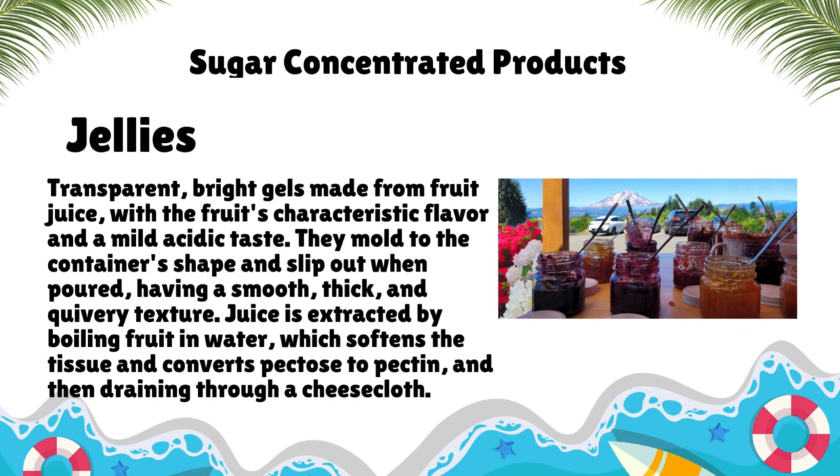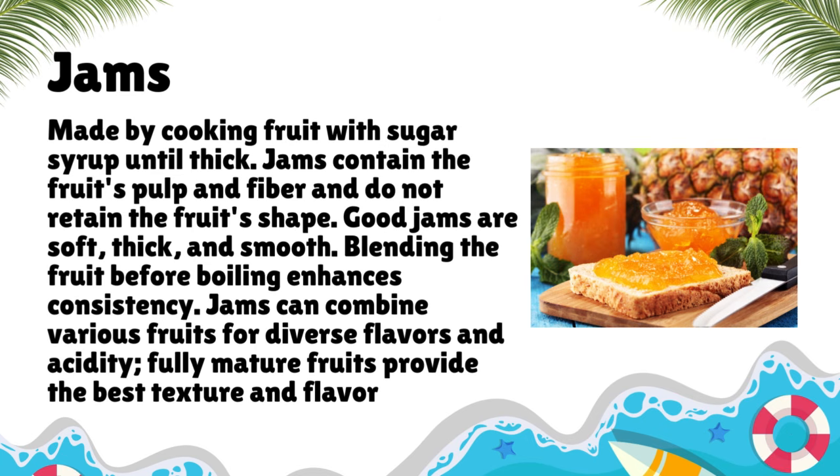Juice is extracted by boiling fruit in water, which softens the tissue and converts pectose to pectin, and then draining through a cheesecloth. Jams. Made by cooking fruit with sugar syrup until thick. Jams contain the fruit's pulp and fiber and do not retain the fruit's shape. Good jams are soft, thick, and smooth.